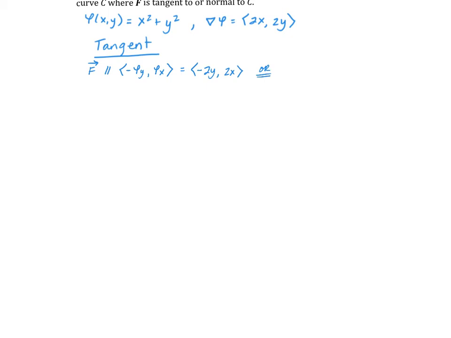Or another way is to say, well, if any of the vectors in our vector field are tangent to the curve, then that means these vectors must be perpendicular to the gradient vector. So the other thing we could do is say, are there any vectors in our vector field that are perpendicular or normal to the gradient of phi? And which you choose doesn't really matter. Oftentimes one will be shorter than the other. We'll go ahead and do them both.